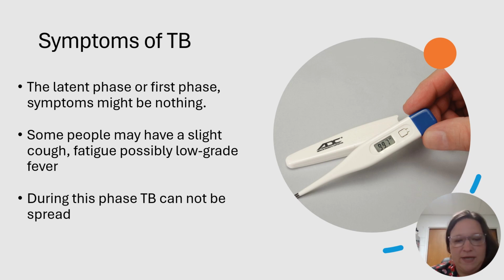Okay, symptoms of TB. The latent phase is the first phase of TB. Symptoms are probably going to be nothing. They usually are nothing. So I could be sitting right here, right now, not have any symptoms at all and have tuberculosis, but I'm in the latent phase. Some people may experience a little bit of fatigue, a little low-grade fever, a slight cough, potentially things that we can just rub off as allergies. During this time, though, TB cannot be spread from one person to the next.